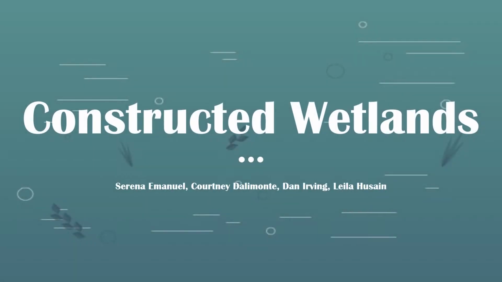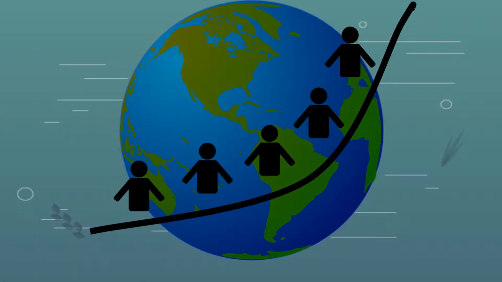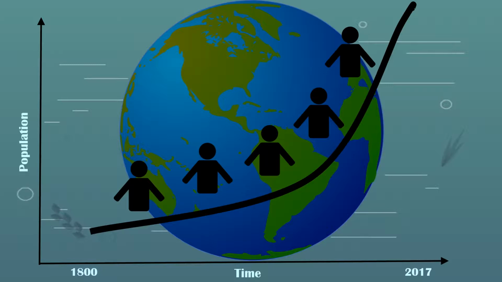Constructed wetlands. Our world is continuously growing. In fact, our world is growing at a rate of 1.1% per year, from 1 billion people in 1800 to a whopping 7.6 billion people in 2017.